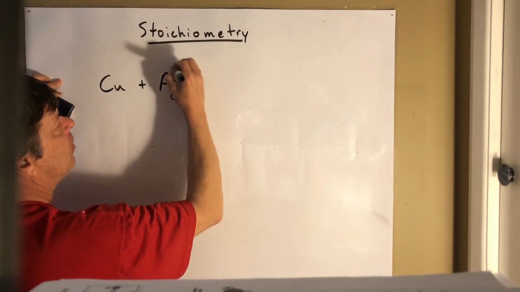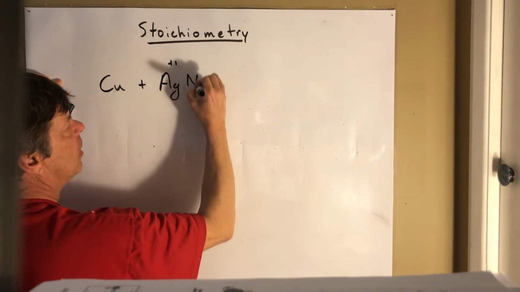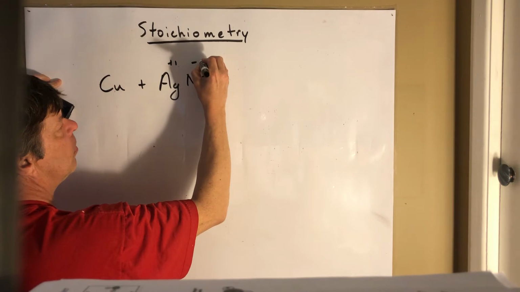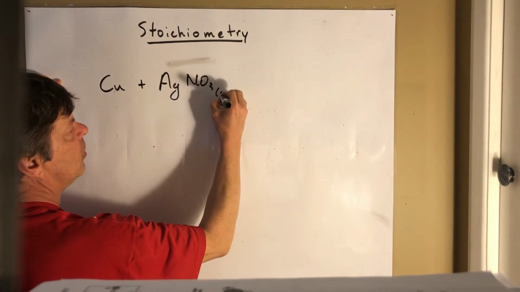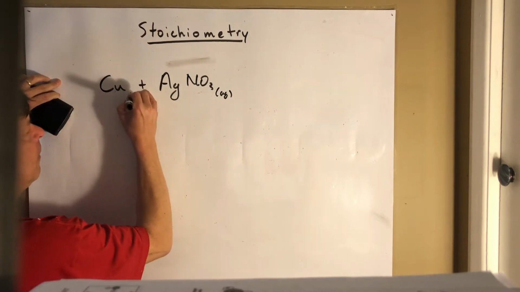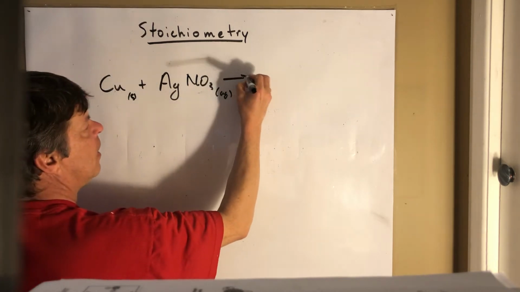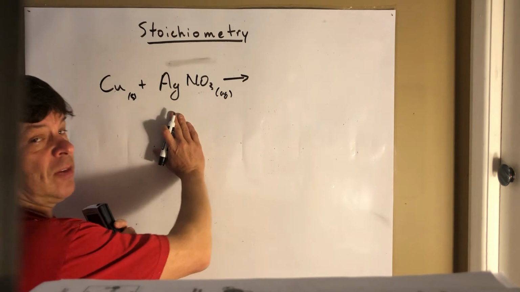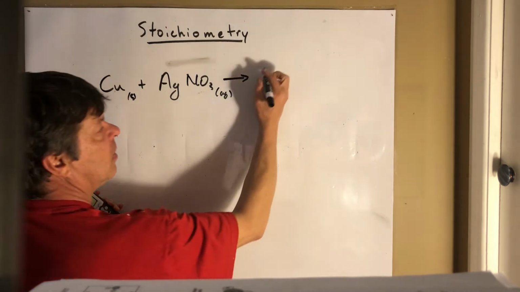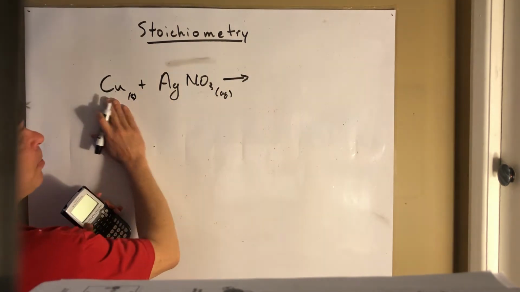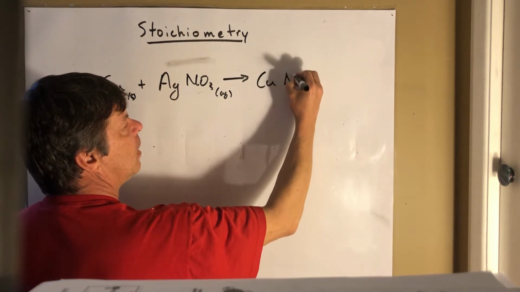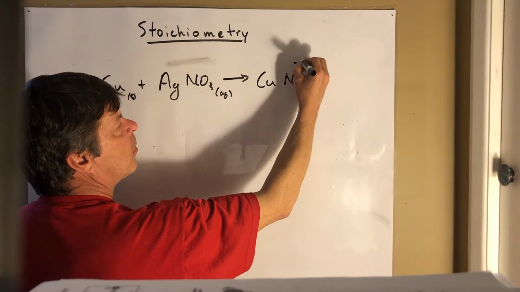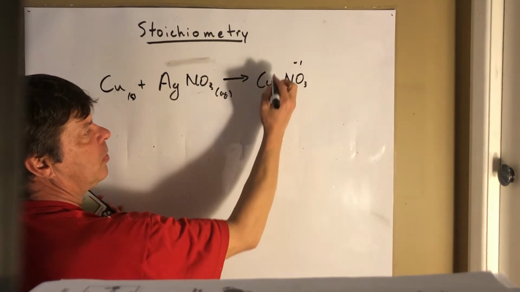Silver nitrate: silver is +1, nitrate is -1. These charges cancel out. This is a solution, solid. And then you recognize it's a single replacement reaction. So the copper is more reactive than silver. We'll get copper nitrate. Copper has a +2 charge.